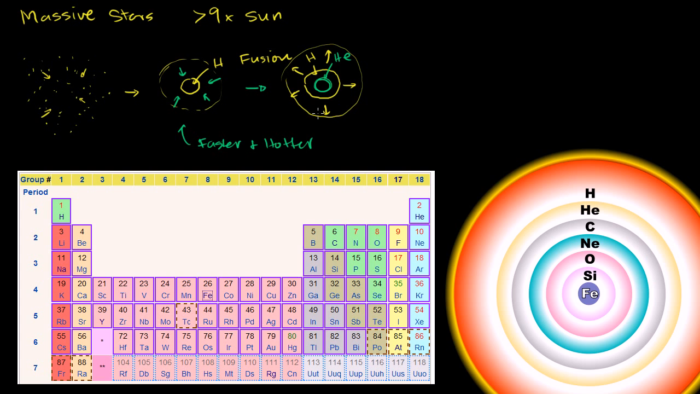But then when you fast forward, the general process, and we're going to see this as the star gets more and more massive, is we're going to have heavier and heavier elements forming in the core.